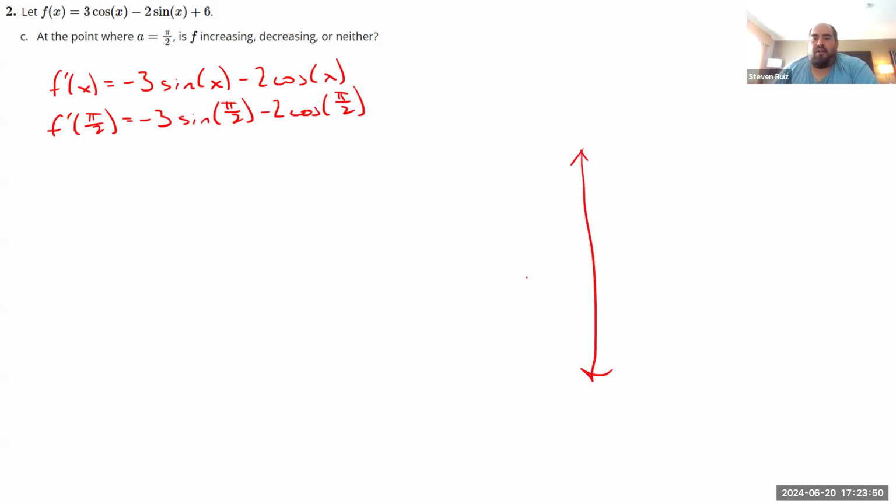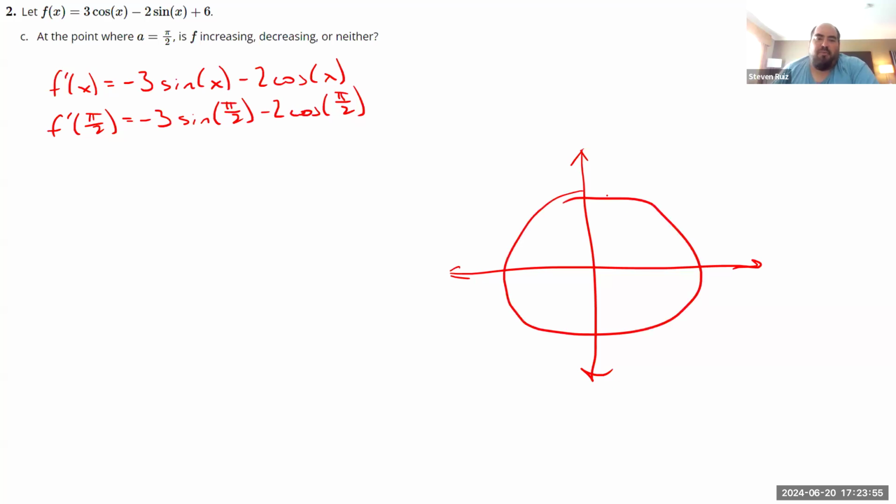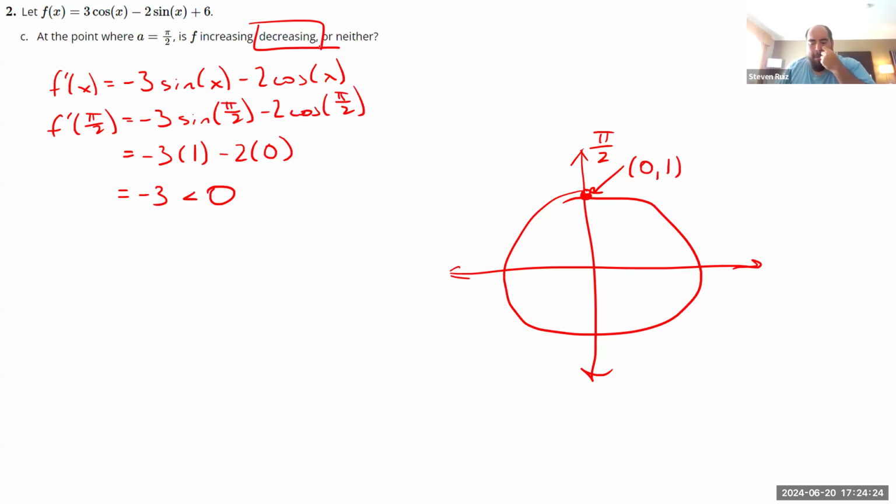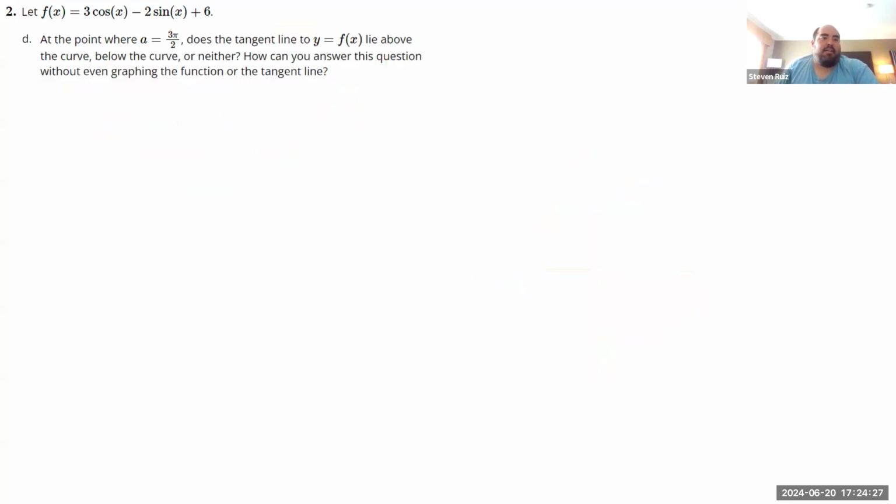Okay, let's draw another bad unit circle. And we'll remind ourselves where pi over 2 is. That's probably the least bad one I've drawn so far. Pi over 2 is here. So what are the x coordinate and y coordinate of this point here? That should be x equals 0, y equals 1. So the value of this derivative here should be -3 times the y coordinate, which is 1, minus 2 times the x coordinate, which is 0. So that'll be -3. That's less than 0. So what does that mean about my function? It is decreasing.